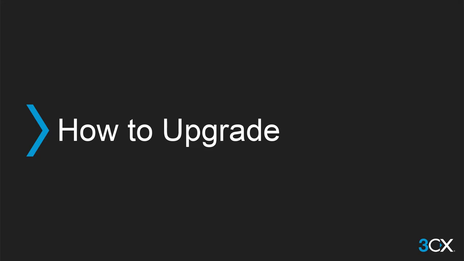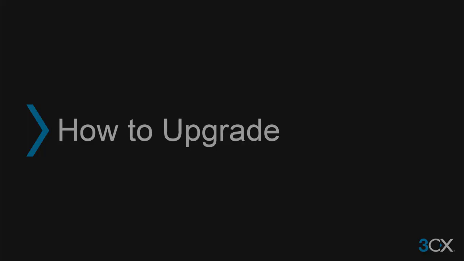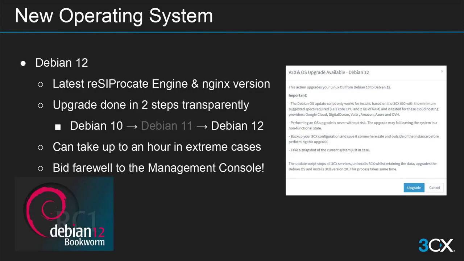How do we upgrade from version 18 to version 20? With version 20, we will be adopting a new operating system of Debian. In version 18, we were using Debian 10. We did get asked a lot of questions if we will ever adopt Debian 11. We opted to hold out for version 20 and go straight to Debian 12. But in order to do so, we will have to go through Debian 11 for a few minutes.